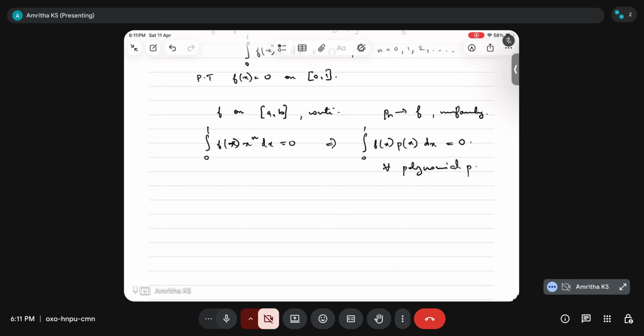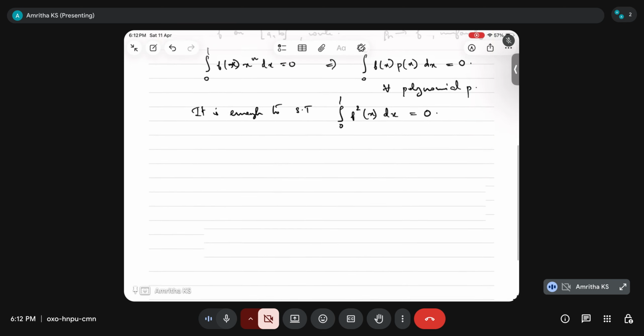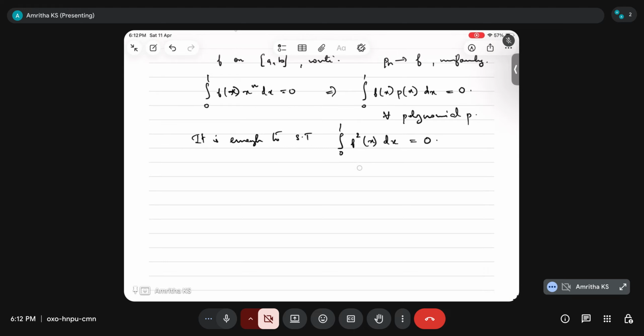Now it is enough to show that the integral from 0 to 1 of f(x) squared dx is 0, right? Because I think we have done this as an exercise in Riemann integrals. This is because f squared, this is positive, not the composition but just the square.